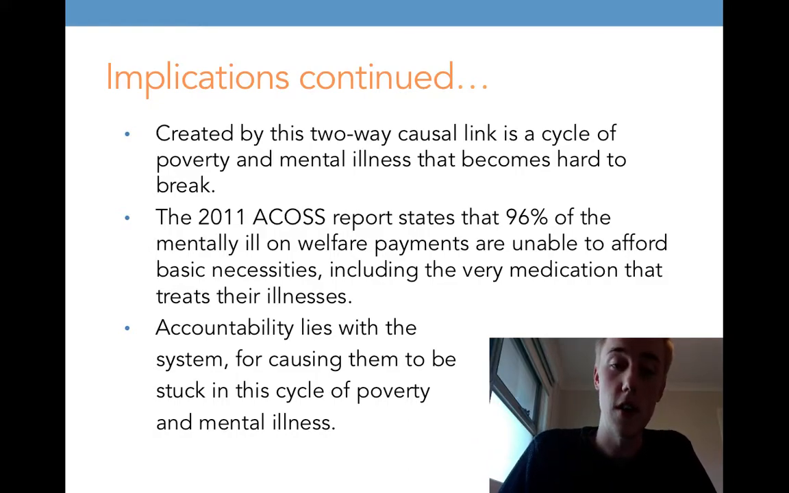The 2011 ACOS report states that 96% of the mentally ill on welfare payments are unable to afford basic necessities, including the very medication that treats their illnesses. Once again, and without a doubt, the accountability lies with the system. When the mentally ill on welfare can't even afford medication to increase their ability to function in society, the only reasonable conclusion is that the system has failed them, perhaps even caused them to be stuck in this cycle of poverty and mental illness.